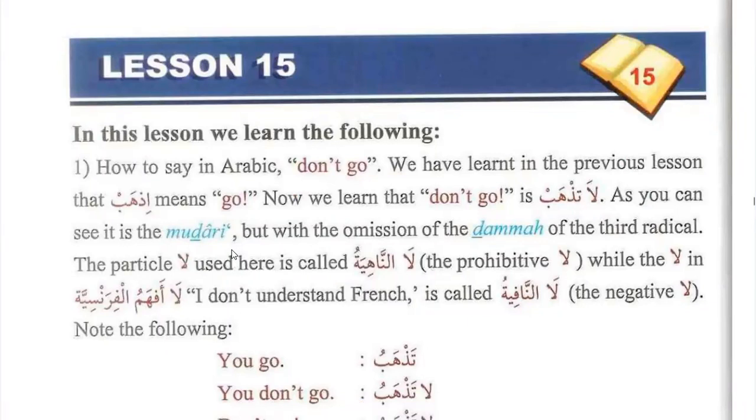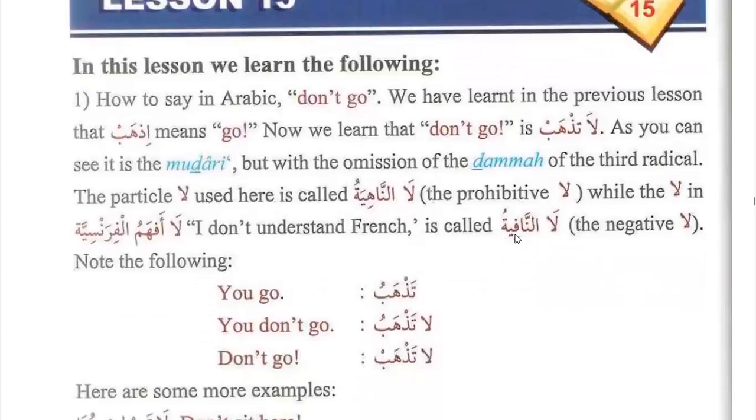In the previous lesson, you learned about fail-e-amal, in which you were commanding someone to do something. In this lesson, you will also command, but you will give a negative command. Basically, you will command someone to not do something. For that we use la nahiya, which is known as prohibitive la.